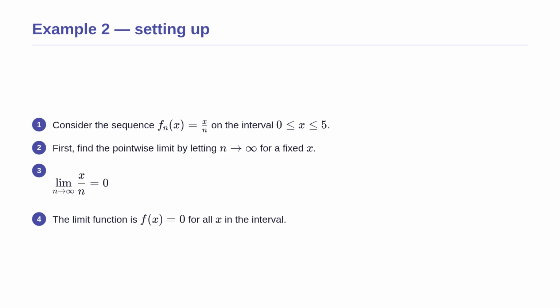Consider the sequence of functions f sub n of x equals x divided by n on the closed interval from 0 to 5. We need to find the limit function and prove that the convergence is uniform. In this step, we are finding the pointwise limit by letting the step number n approach infinity while keeping the input x fixed. Because x is just a specific finite number chosen from between 0 and 5, dividing it by an infinitely large number completely crushes the fraction down to 0. Therefore, our final limit function is simply a flat horizontal line at 0.